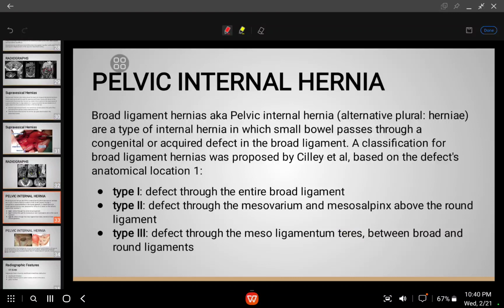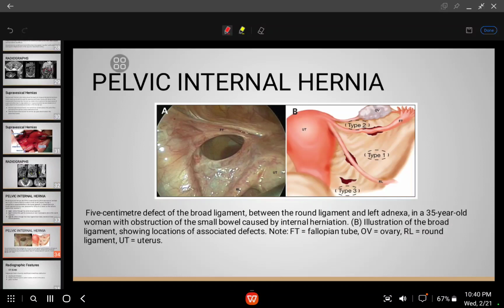So here the three types: the type 1 defect through the entire broad ligament, and the type 2 defect through the mesovarium and the mesosalpinx, which is above the round ligament. In the type 3, the defect through the mesoligamentum carries between broad and the round ligaments. So here the 5 centimeter defect of the broad ligament between the round ligament and the left adnexa in a 35-year-old woman with obstruction of the small bowel caused by the internal herniations.